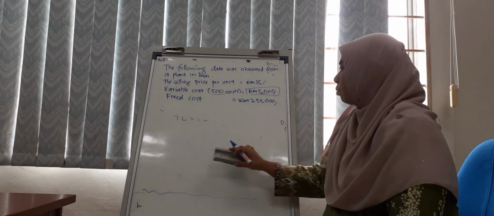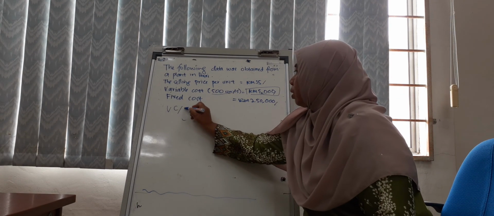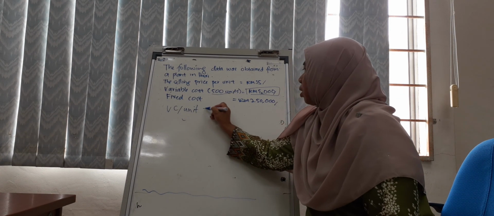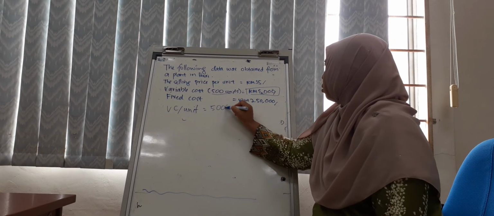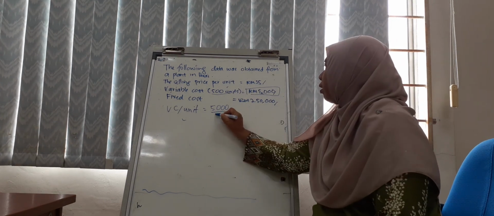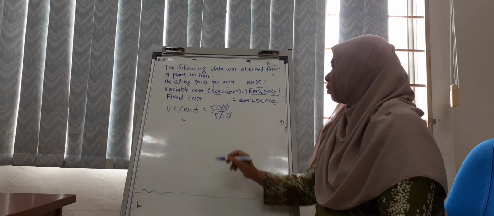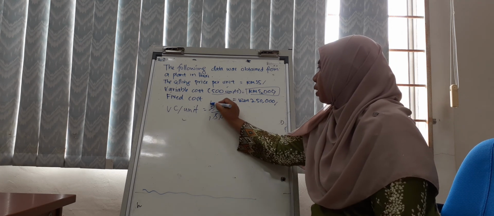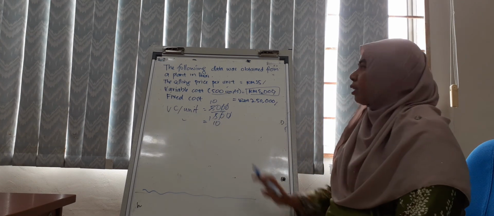So how to identify variable cost per unit? Variable cost per unit is equal to 5,000 divided by the quantity they gave you here, 500, right? So this one is 10. So variable cost per unit will be 10 ringgit.